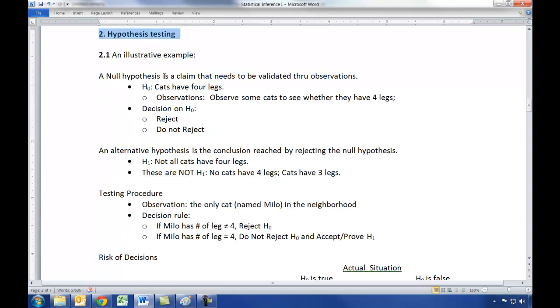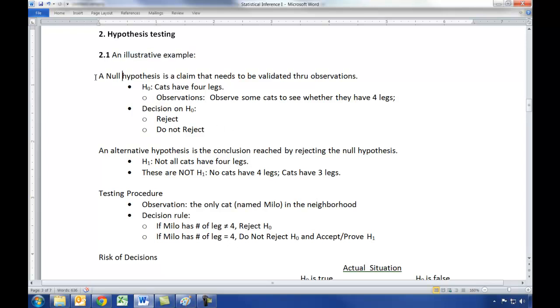Hypothesis testing. We will use illustrative examples here to demonstrate some basic notions and terminologies of hypothesis testing.